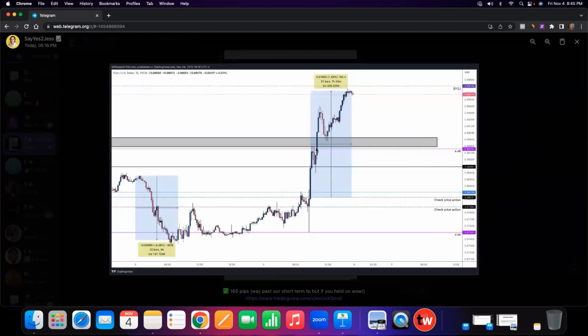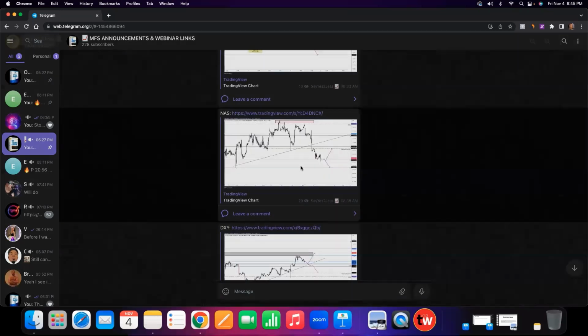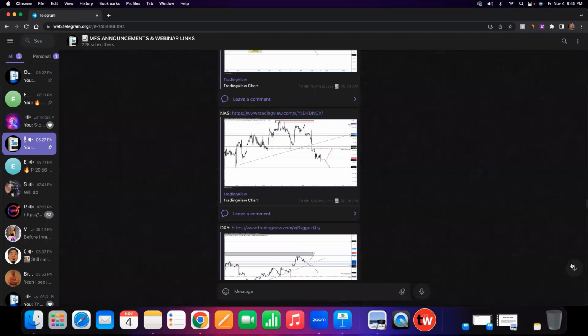This was TP1, this was TP2, and it went almost all the way back up to our say yes to Jess level, and it gave compounding entries here. It gave another compound entry here, which was really good to take up. Then we have NAS. Again, I provided that one today as well. I was looking for it to either reject and shoot up or break and shoot down to this previous support. Let's look at that one.